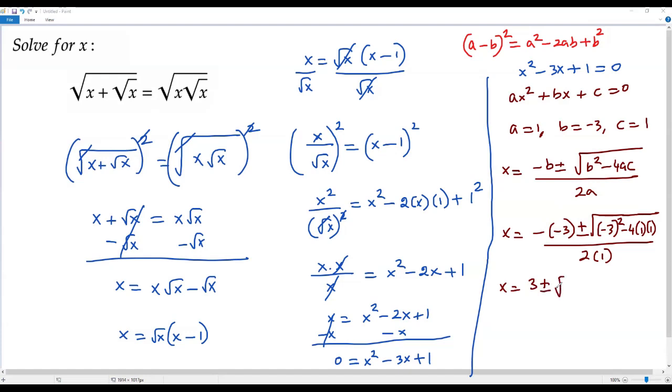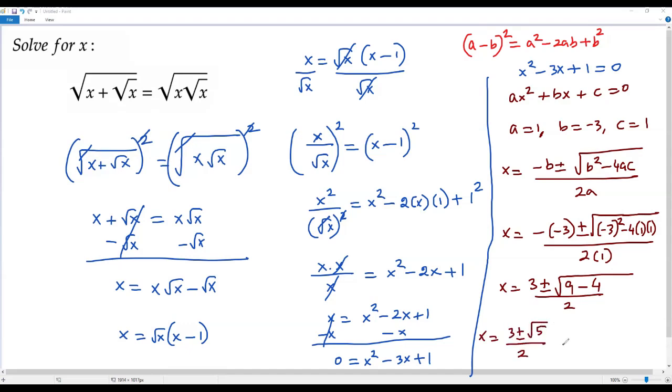So 3 positive or negative square root of, when I evaluate this negative 3 the whole square, it will just become 9. Negative 4 times 1 is 4. Again, 4 times 1 is 4 over 2. So I'm getting x equals 3 positive or negative square root of 5 over 2.